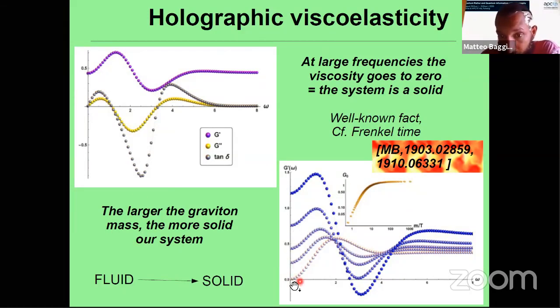You can see that at zero graviton mass, G prime is basically zero at zero frequency. This means that there is no elasticity. Then I increase it and I get more and more elasticity. This plot shows it: G0 is the value of G prime at zero frequency, and you see it grows with M over T. So the graviton mass is what determines how solid I am. And of course, if the temperature is very big, then I'm melting things and going to a fluid again. So this model has features which cross over between fluid and solid.